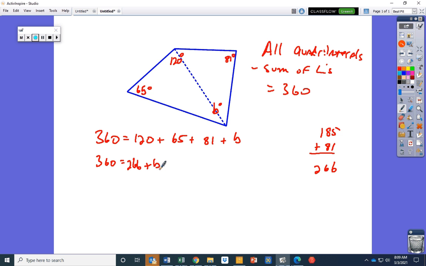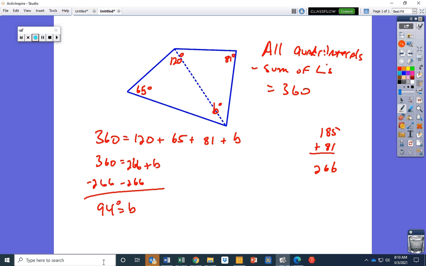Okay, so how am I going to get B by itself? Get rid of what? Jordan? Okay, so if I take away 266 from here, and I take away 266 from here, what am I left with? 94 equals B. And this is a missing what? Angle, so I'm going to label this as 94 what? Degrees. Okay?